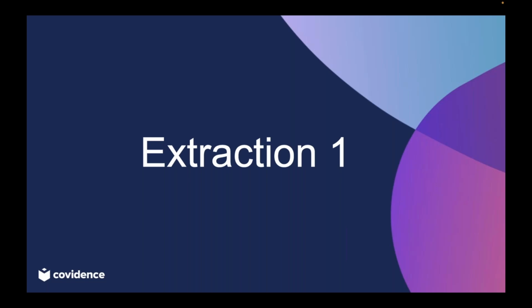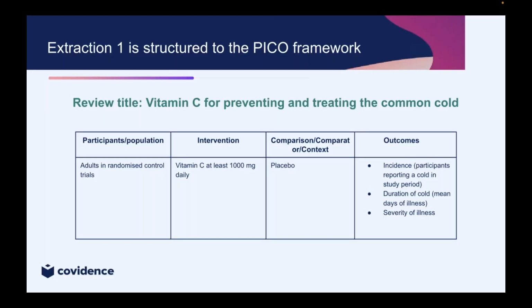Next slide, please. Yep, great. So the data extraction template in extraction 1 has been designed for intervention reviews, which follows the PICO framework as mentioned earlier by Laura. So you'll easily be able to create, pilot, and update your data extraction template. For the purpose of this demo, we've built a template from a protocol assessing the effectiveness of vitamin C for preventing and treating the common cold. So the review will look at all participants, adults and children, in randomized controlled trials.